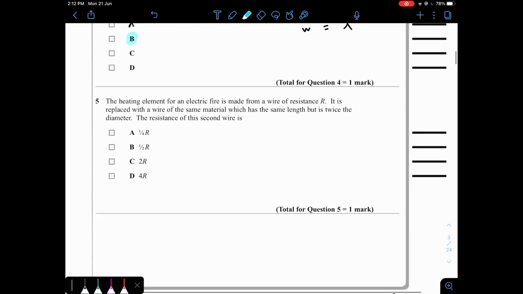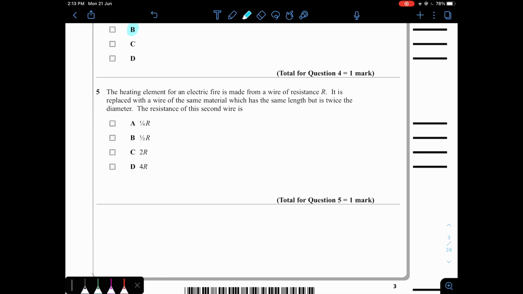All right, so question number 5. The heating element for an electric fire is made of a resistance R. It is replaced with a wire of the same material, so that's important, same material, which has the same length but is twice the diameter. So what can we do here? And the question is, the resistance of the second wire is what?